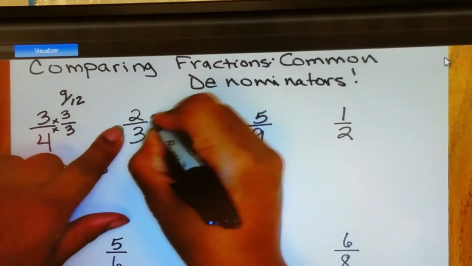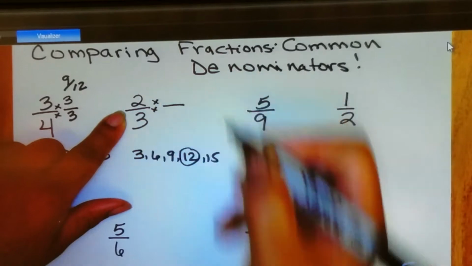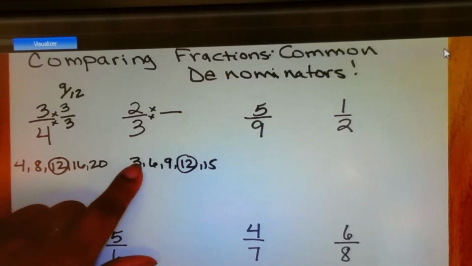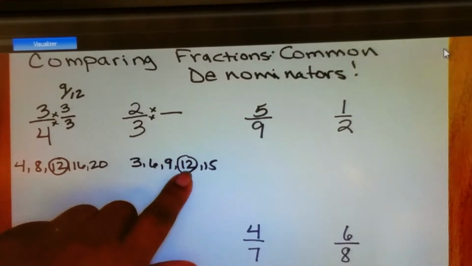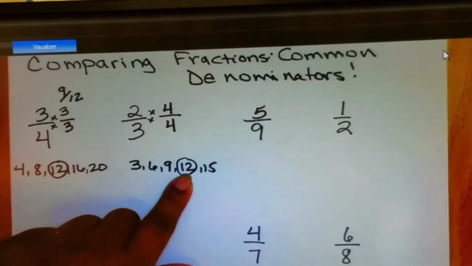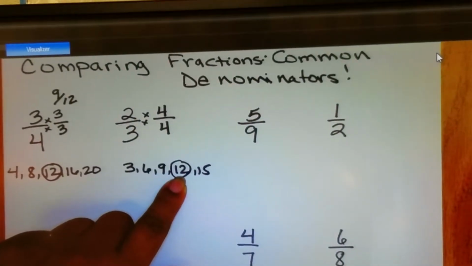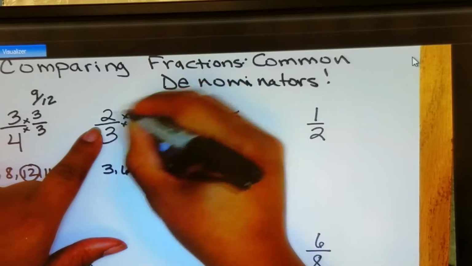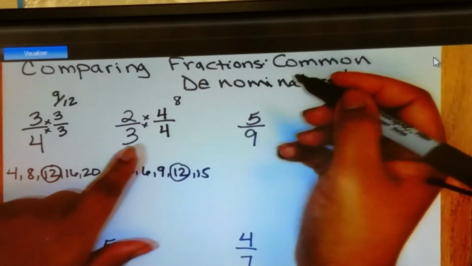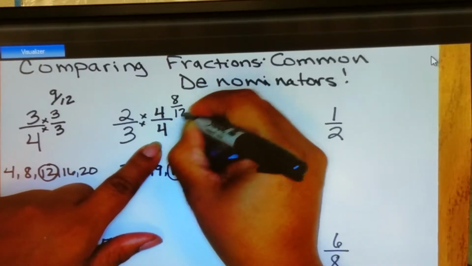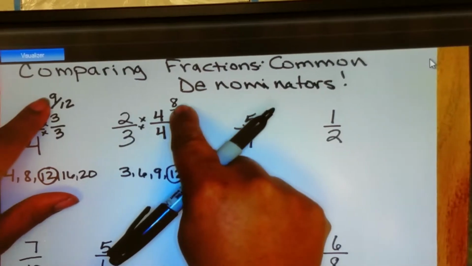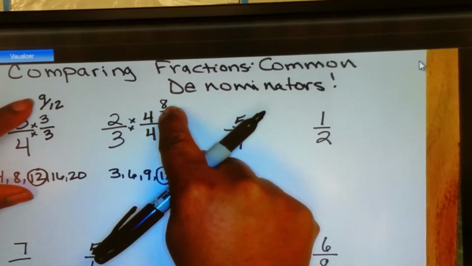Over here, I'm going to multiply, and I'm counting my skips, 1, 2, 3, 4. Multiply the top and the bottom by 4, and that will give me 12. So here I have 2 times 4 is 8, and 3 times 4 is 12. My denominators are now the same, and now I can easily compare them to tell me which one is bigger.